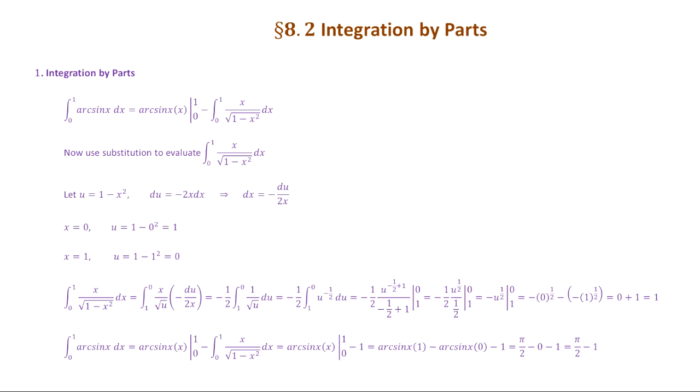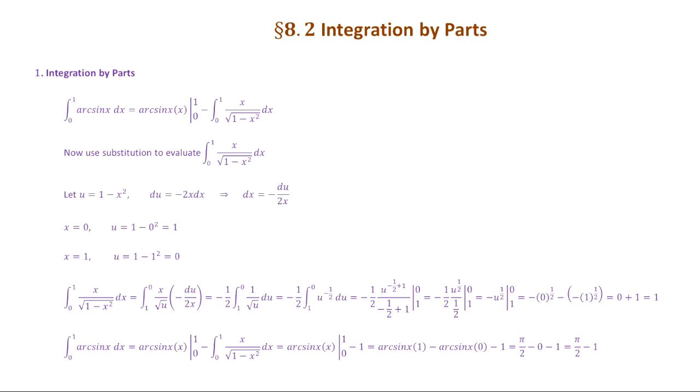So that's the whole thing for the second term in the original problem, the integral of x over square root of 1 minus x squared from 0 to 1. So then we just go back to the original problem and get arcsine x times x from 0 to 1 minus 1. And we just got that whole second term to be 1.